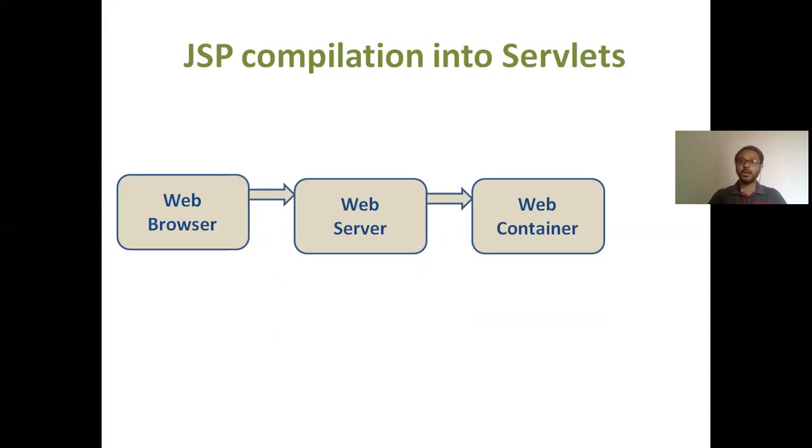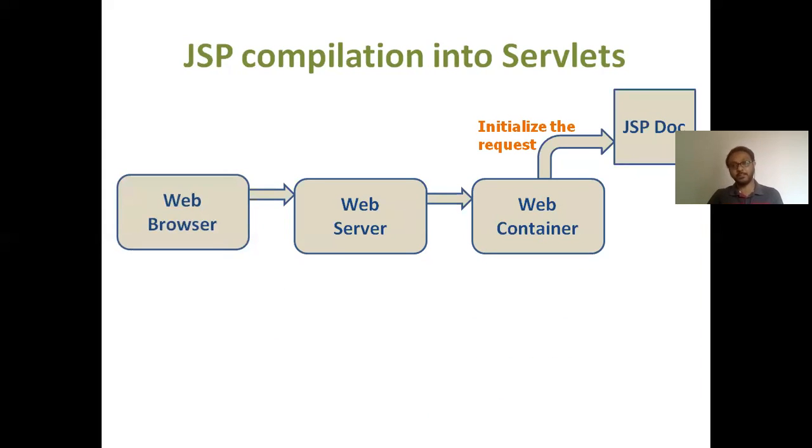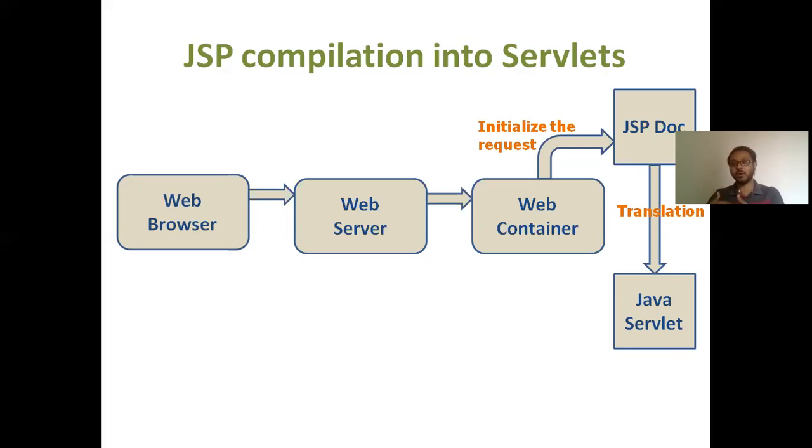Once the web server receives a request from the browser, it will transmit that request to the web container. Then the web container will initialize a request to read a JSP document. Once the JSP document is read, it will be translated to a Java servlet. The programmer or the browser need not translate that JSP document to a Java servlet. Your web container itself will translate your JSP document to the Java servlet, and then it gives the response.